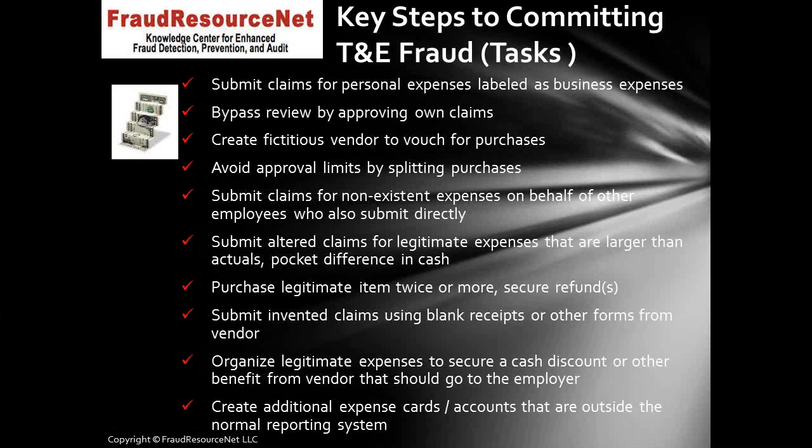Submitting altered claims and or changing the amounts, adding a larger tip on it, obviously buying something twice and then getting a refund, but putting through two expense charges for the same item. So looking for duplicates is also like a test for fraud, even though you wouldn't think it. You'd think it would just be a mistake, or the vendor is committing fraud on the company, but it could be something else.